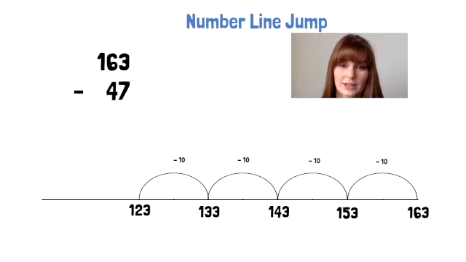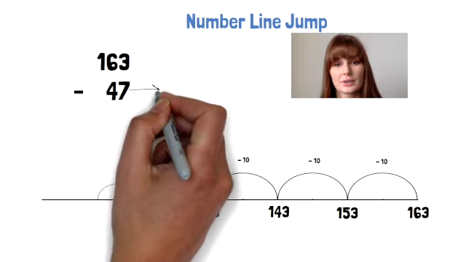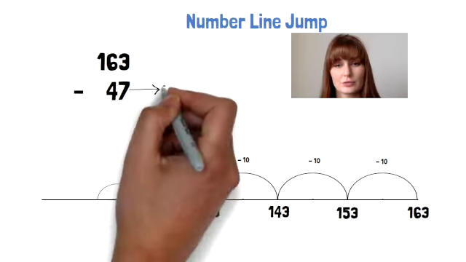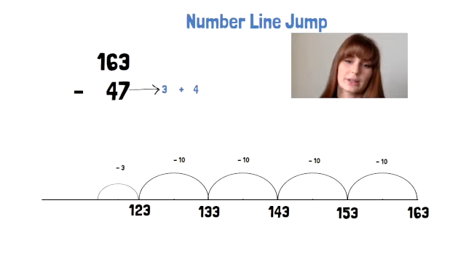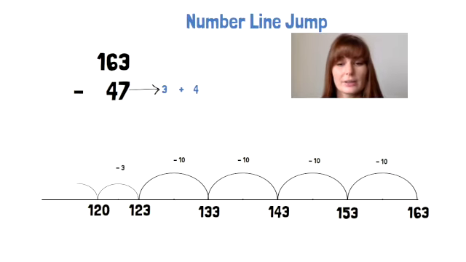Now I'm going to do a littler jump, but I'm not going to jump 7 straight away. That's too tricky. I can make it easier for myself. I can break 7 into 3 and 4. So 123 take away 3 is 120. So I've made it super easy for myself, and then I just have to jump that 4 backwards. And I know 16 plus 4 is 20, so 20 take 4 is 16. So I'm at 116.